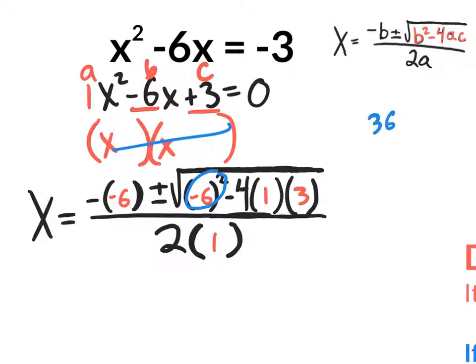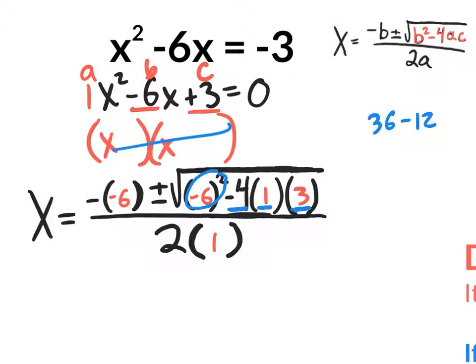36. And what is -4 times 1? That's -4. And what's -4 times 3? -12. So my discriminant value so far is 36 take away 12. And what is 36 take away 12? 24, right? So my value inside my discriminant is 24.